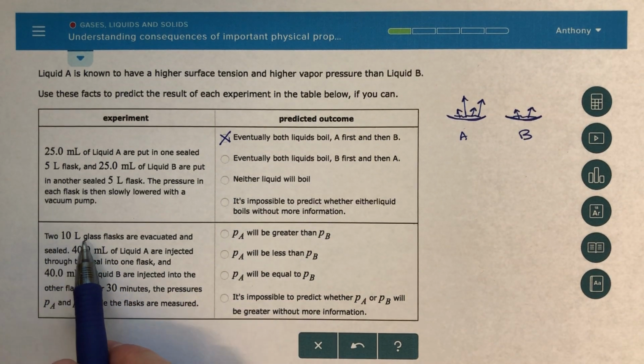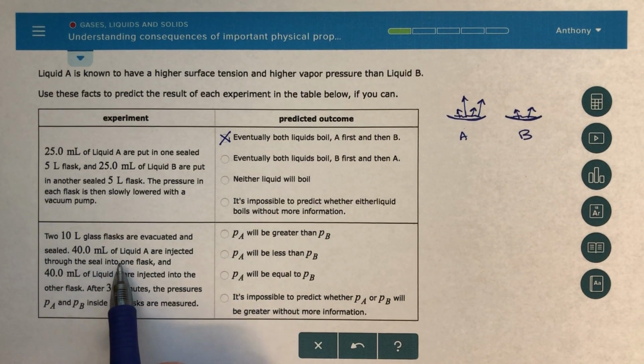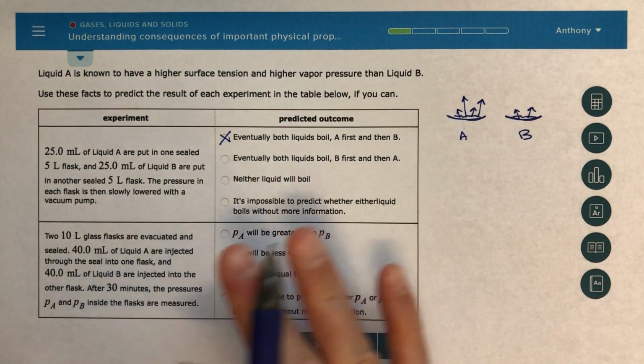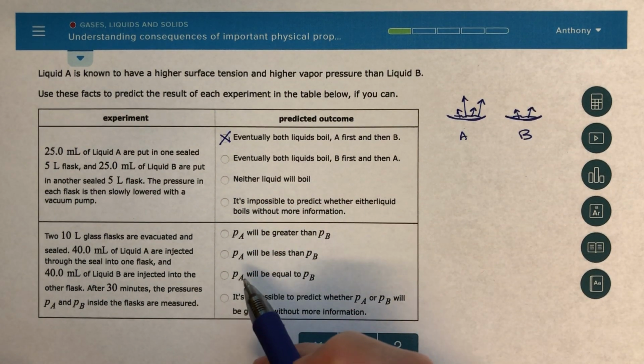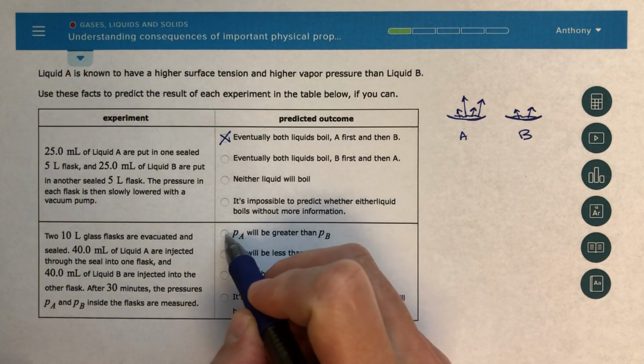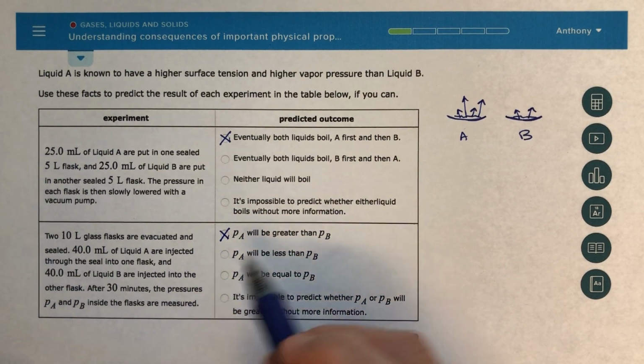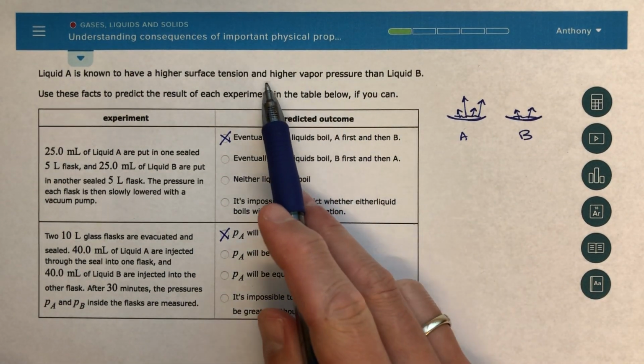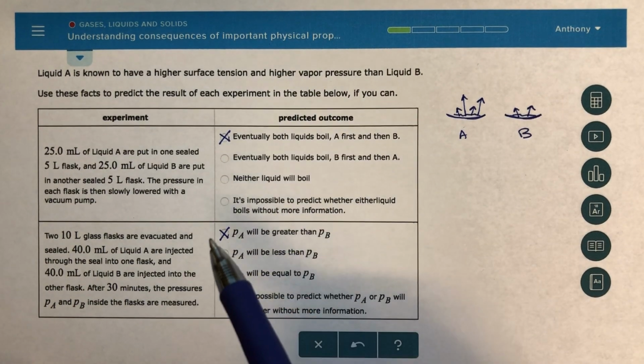The last one here, 2 10-liter glass flasks are evacuated and sealed. 40 milliliters are put into each of the different flasks. And then after 30 minutes, the pressures are measured. So again, the higher vapor pressure is going to lead to a higher partial pressure, all other things being equal. PA will be greater than PB because that vapor pressure is higher. So both of these questions really were using this higher vapor pressure aspect of this question.